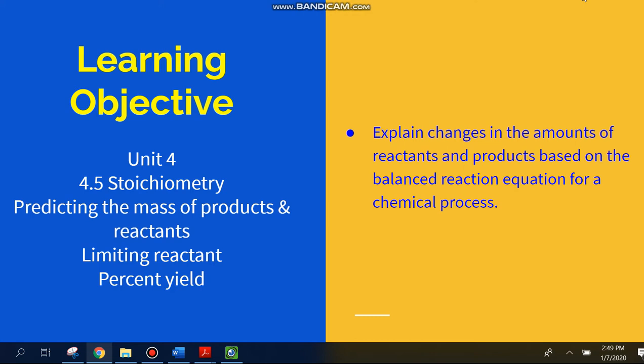What we are doing today is Unit 4, 4.5 Stoichiometry, predicting the mass of products and reactants, limiting reactants, and percent yield. This will be a review from the last quarter, so hopefully you'll know how to do most of this stuff, and all we'll do is a bunch of example problems. It may run a little bit longer than 10 minutes, but if it's something you know how to do, you can fast forward through pretty quickly.